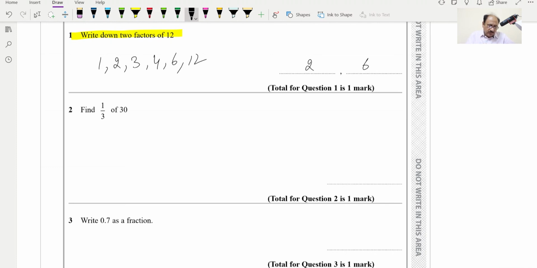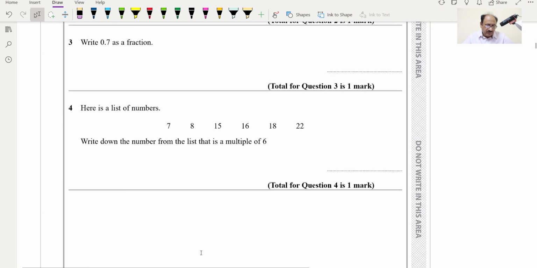Question number 2, it says find 1 by 3 of 30. So 1 over 3 of 30, of means multiplication in mathematics, so we'll be cancelling this, so this will be equal to 10 and our answer will be over here as 10.